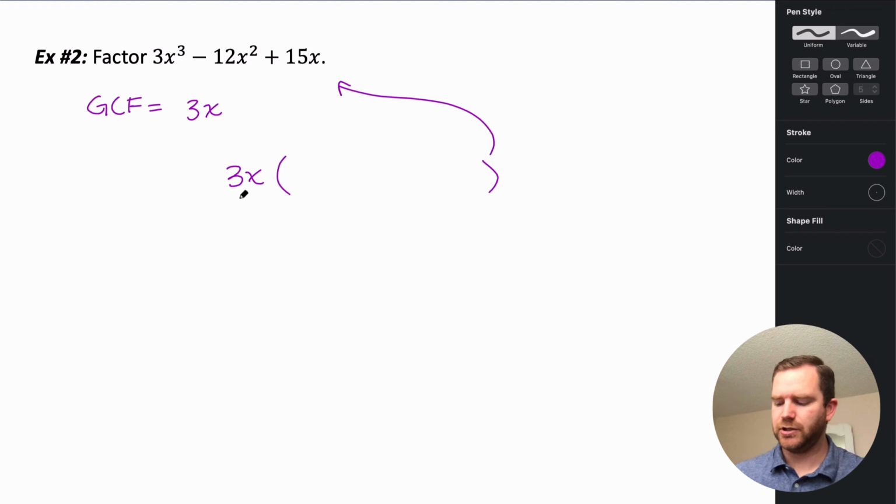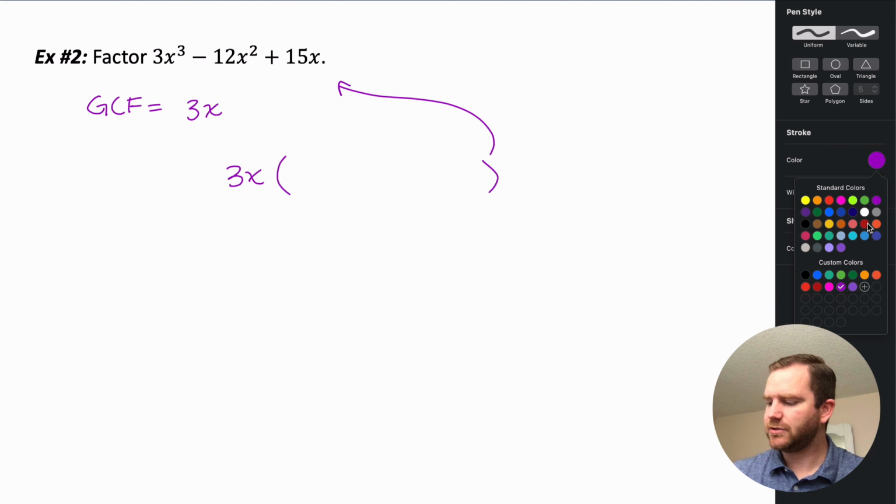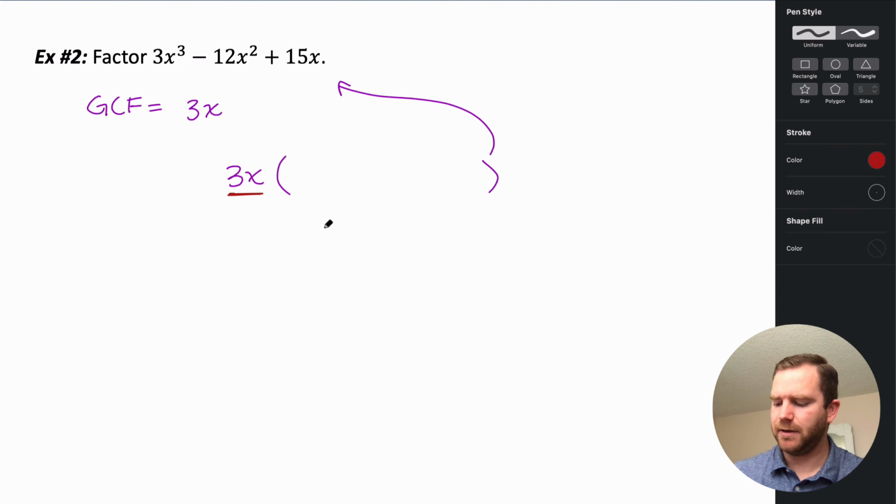So we're trying to essentially multiply 3x by something to get 3x to the third. So you can ask yourself, what would I have to multiply 3x by to get 3x to the third? Well, 3 would have to multiply a 1 to give me a 3. And then I have x to the first here, and since I need an x to the third, I'm going to need to multiply by an x squared, because remember, you add the exponents. What do I need to multiply 3x by to get a negative 12? Well, 3 times a negative 4 would give me negative 12.